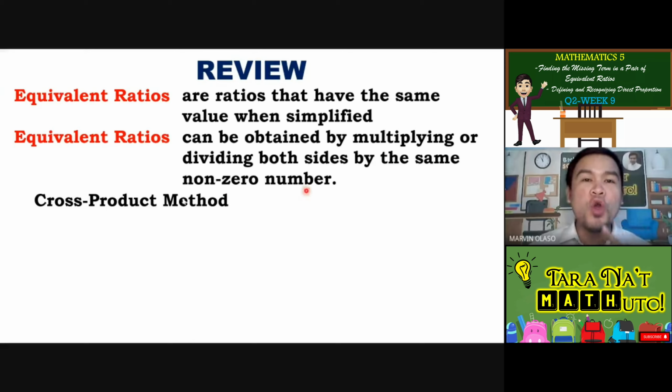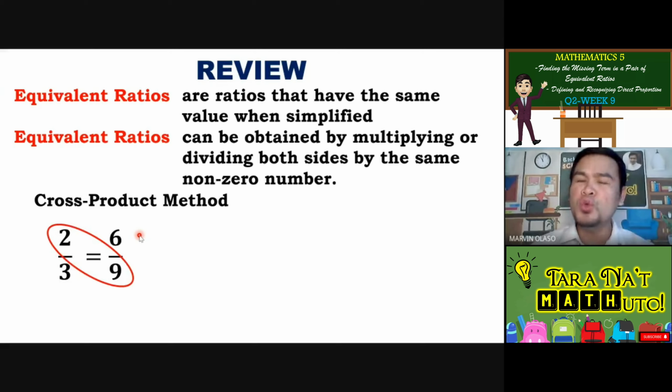Let us try our first method. We call that cross-product method. For example, we have 2/3 and we have 6/9. Tingnan natin kung talagang they are equivalent ratios. By using the cross-product method, we have 2 times 9 is equal to how many? We have 18. And also multiply 3 times 6 is also 18. Therefore, 2/3 is really equivalent or equal to 6/9.